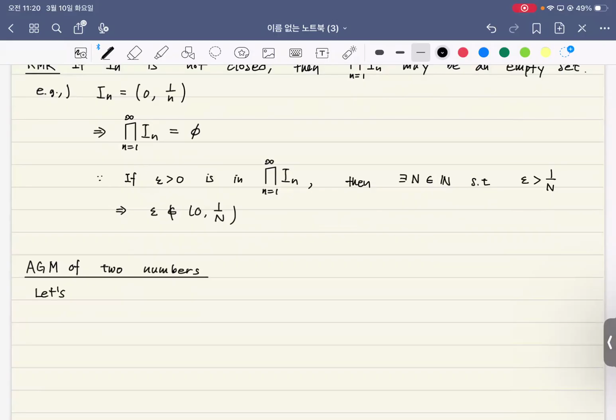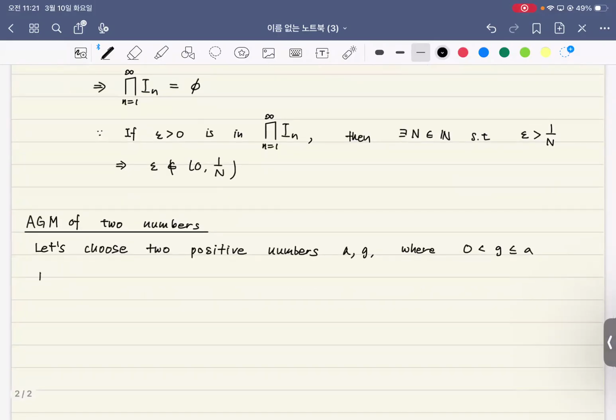Let us choose two positive numbers, which I will call A and G. Without losing too much generality, the greater one will be A and the smaller one will be G. So suppose that I have chosen these two positive numbers.